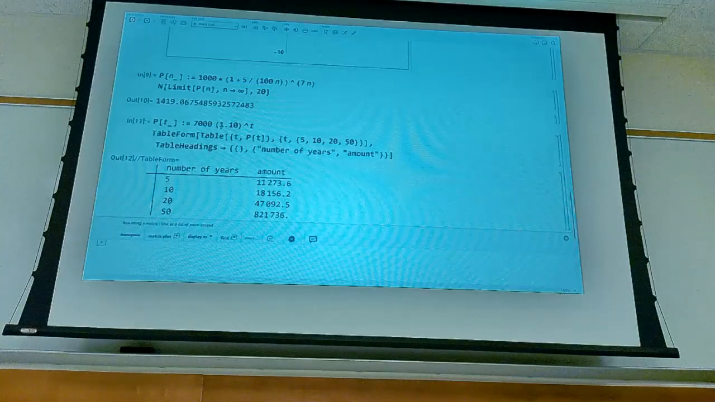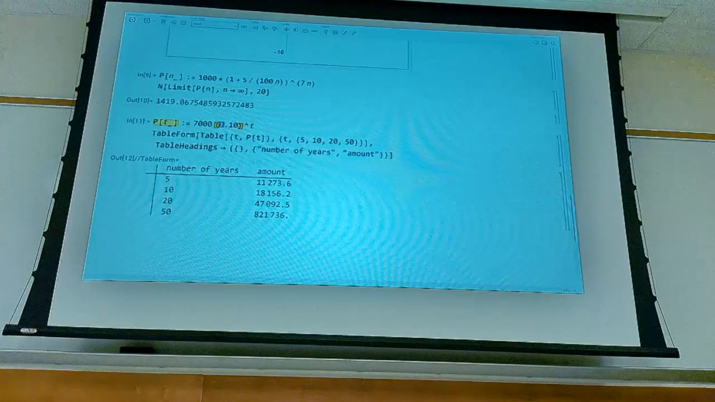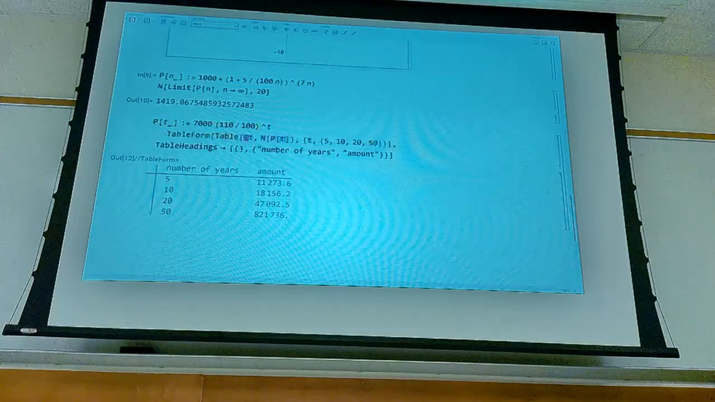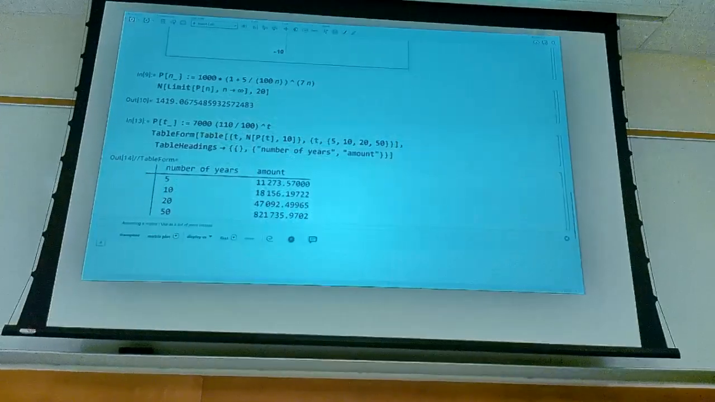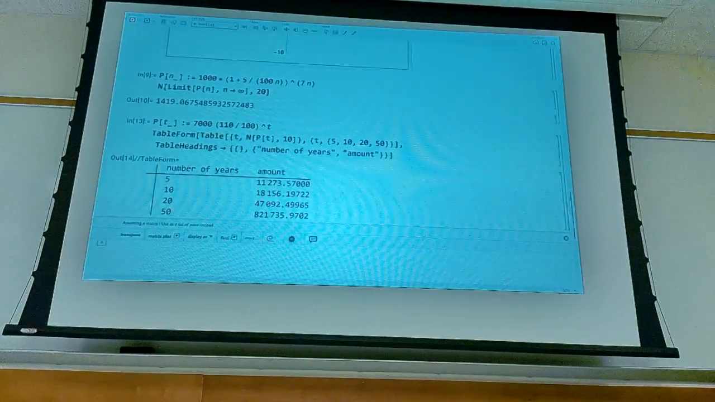1.10. 110 over 10. No, 110 over 100. So I can do this and say I want 10 places. Mathematics is weird because that's not 10 decimal places, that's 10 total significant digits. Actually, that's good enough. And so, 11,273.57 cents.